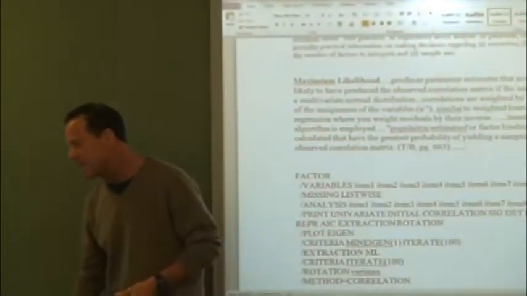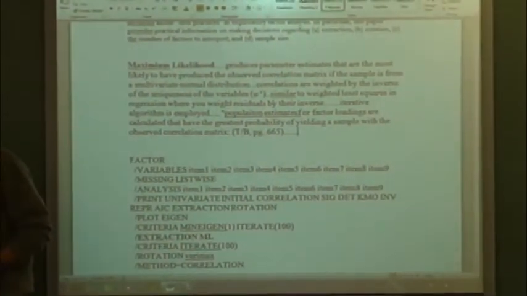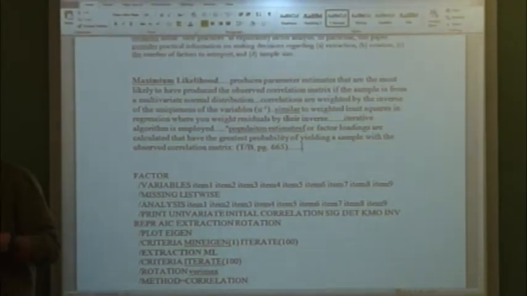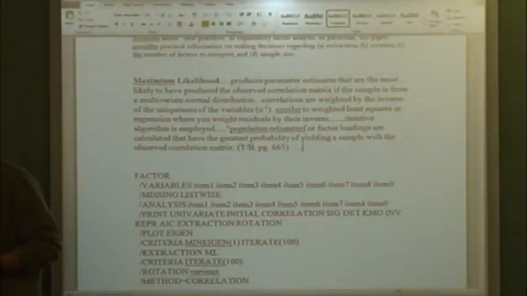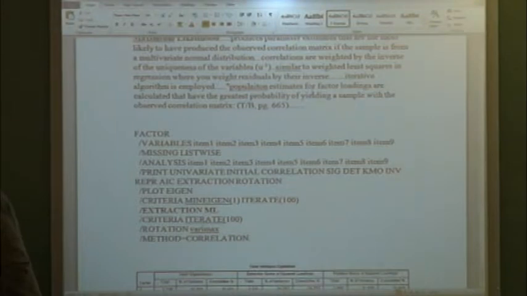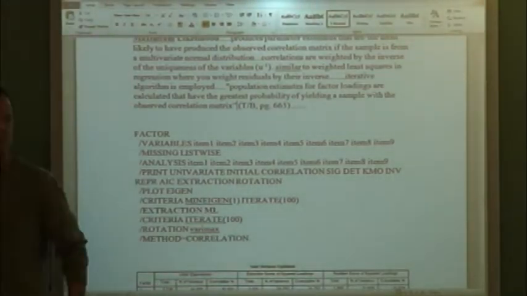correlations are weighted by the inverse of the uniqueness. So it's kind of like weighted, remember weighted least squares from regression? When you can weight the residuals? Those with bigger residuals got less weight. And it tries to get at estimates for factor loadings. Population estimates for factor loadings are calculated that have the greatest probability of yielding a sample with the observed correlation matrix. And this is the black box behind many, many, many multivariate stats.